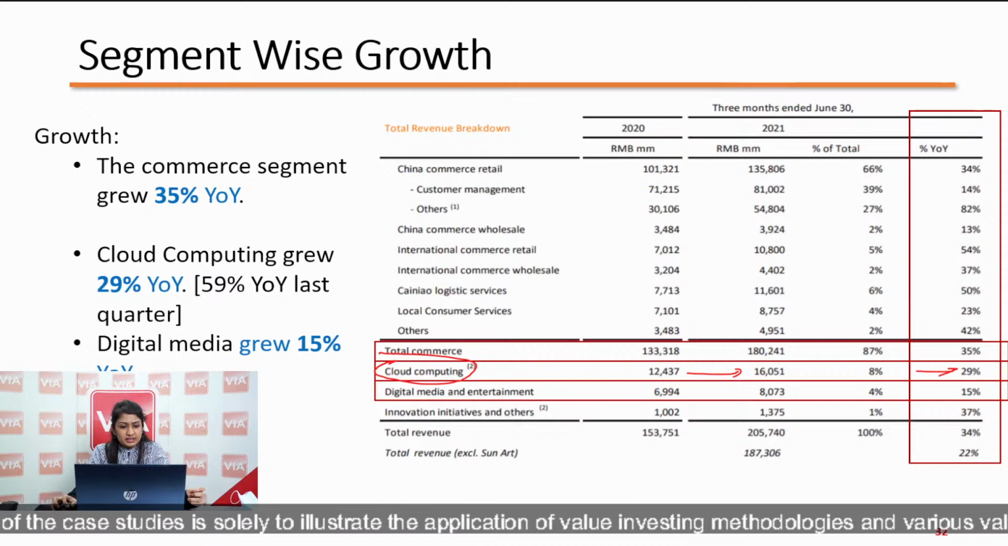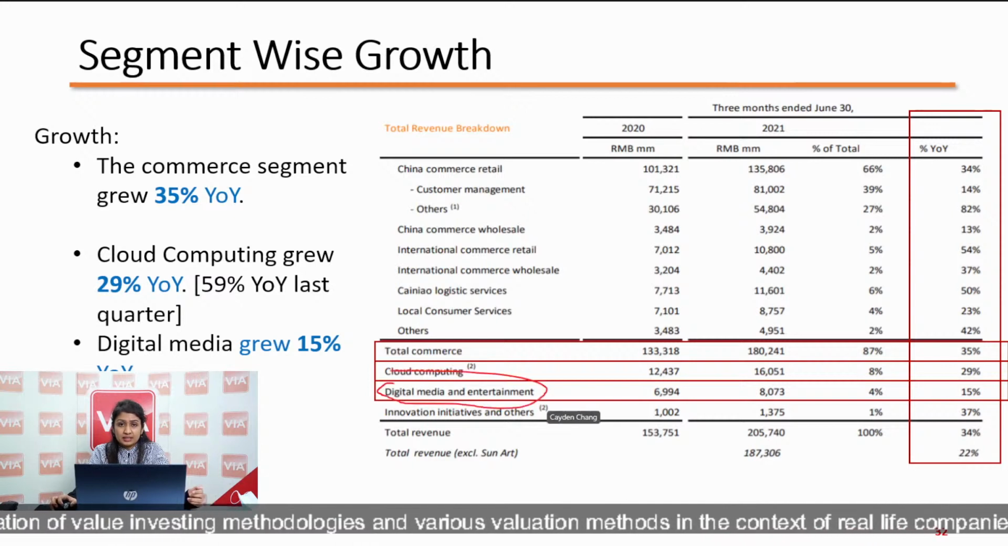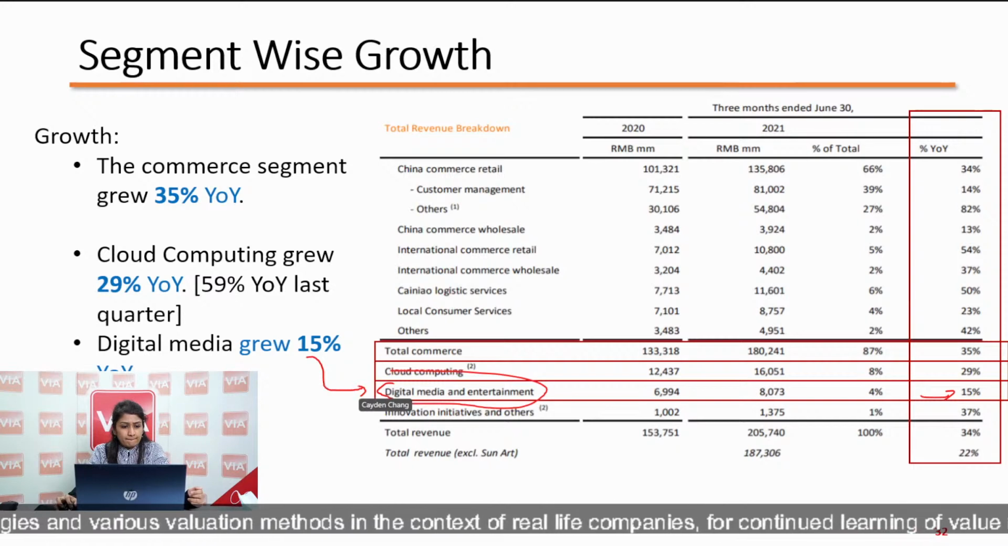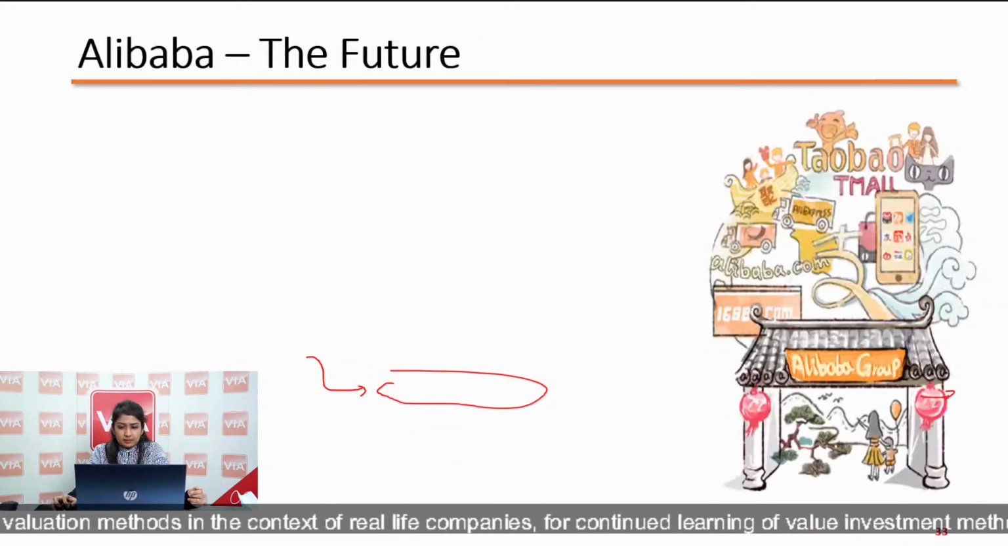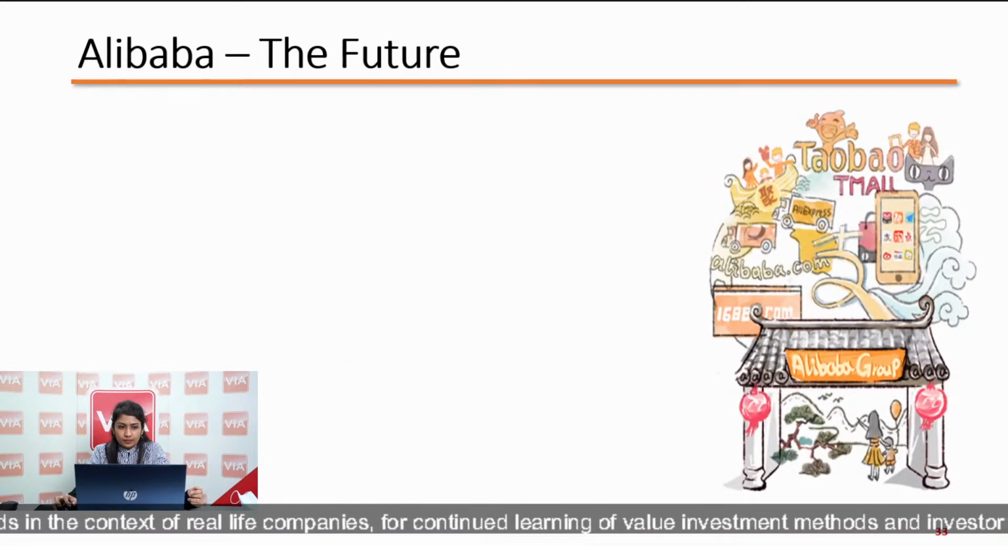The digital media segment grew by 15% year on year. And this was because of better content, improved quality of content in Ali Pictures and Youku. That's it.